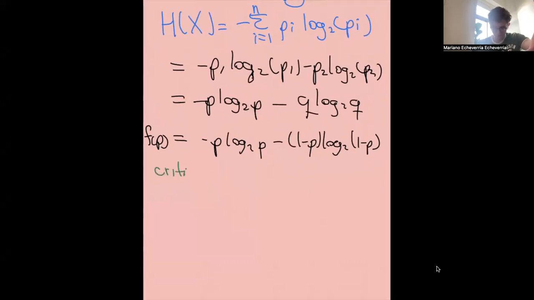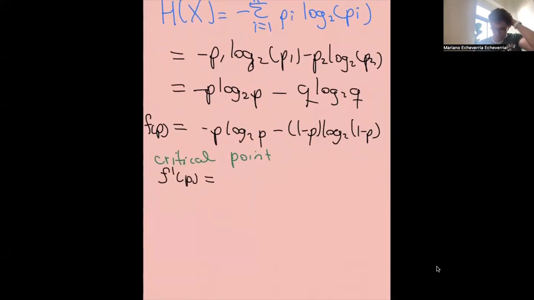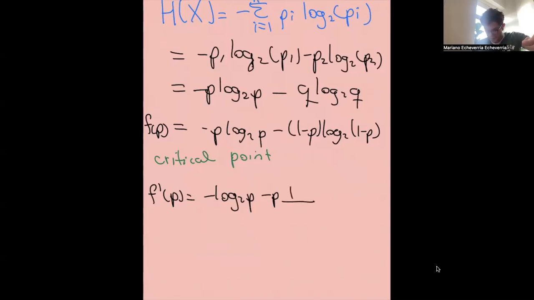So what's the critical point here? You have to find the first derivative and set it equal to 0. So what's the first derivative here? Well, I have to use the product rule. The derivative of the first one with respect to P is just -1, so you get minus log base 2 of P. And then minus P times the derivative of log base 2, which is more or less the derivative of natural log, with an overall constant between them. So it's P times ln of 2.